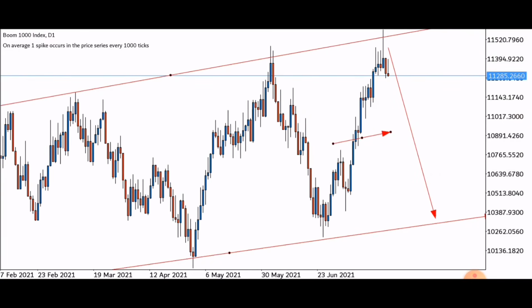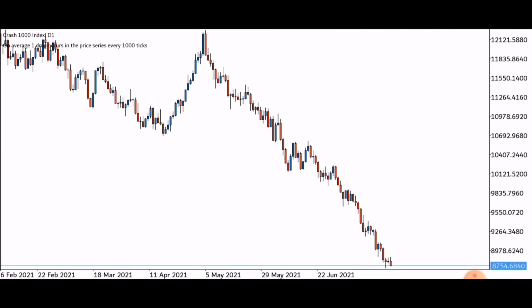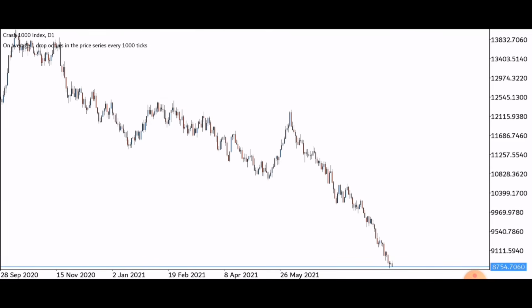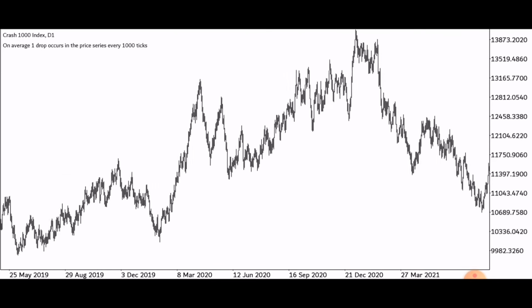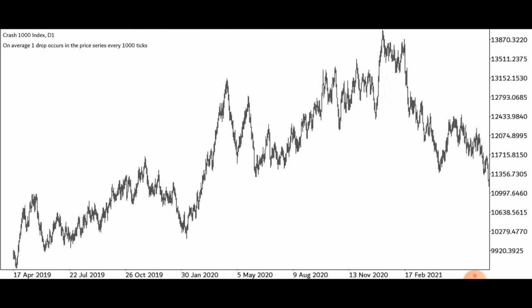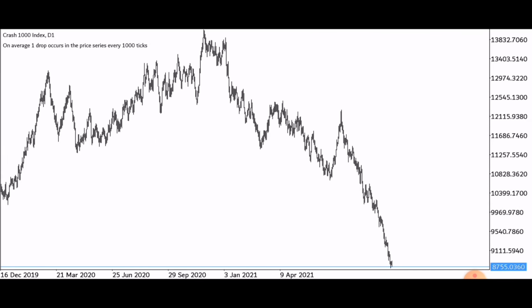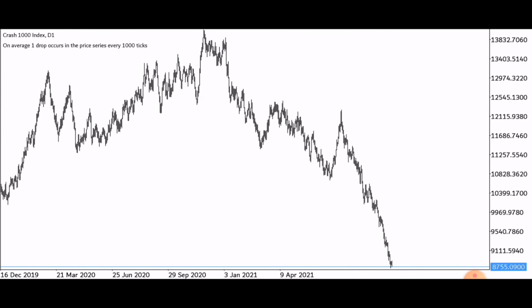So I'm going to take a look at Crash 1000, and over the past days, in fact for a couple of months now, we can see the price has been maintaining a strong downtrend on Crash 1000. You can see the price has actually been going downwards, and down it has been going. In fact, it has created the lowest that price has been on Crash 1000 since this instrument was created, right? So we have price at this point.